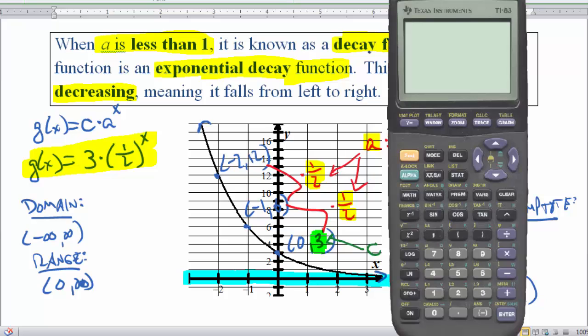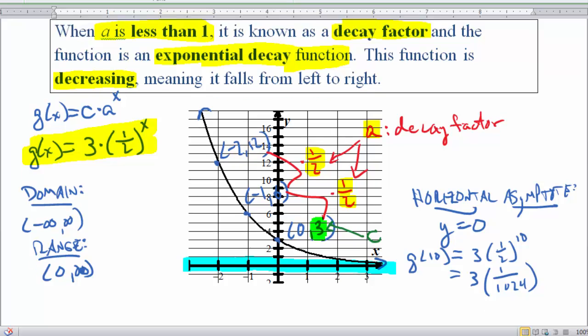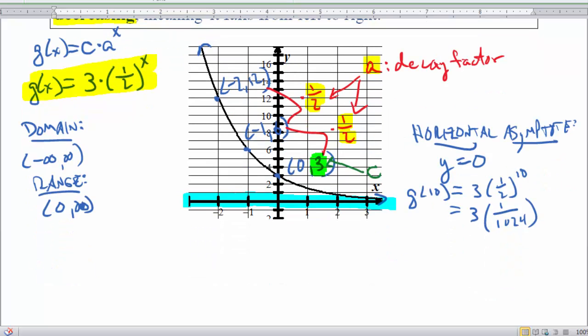Let's just check this real quick. What's 2 to the 10th? 2 to the 10th power, is it 1024? Yeah, it's 1024. So g of 10 in this case is really just 3 over 1024.